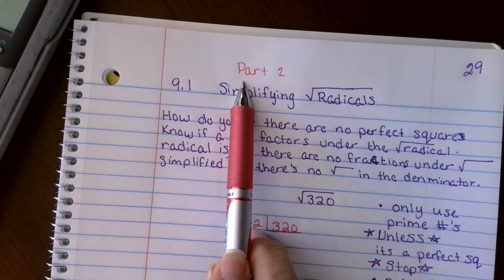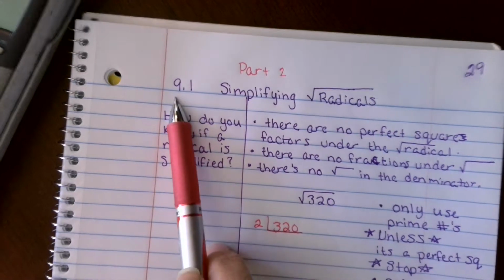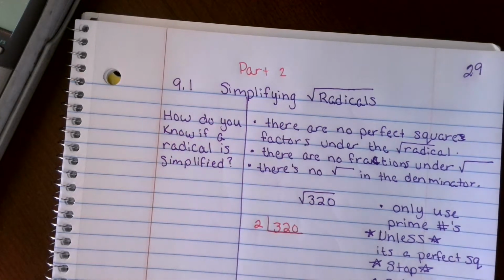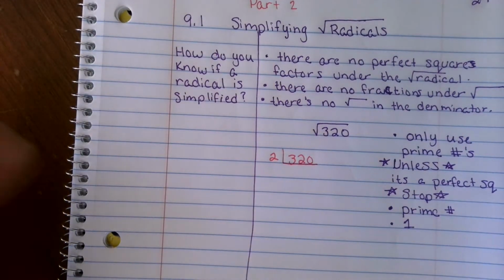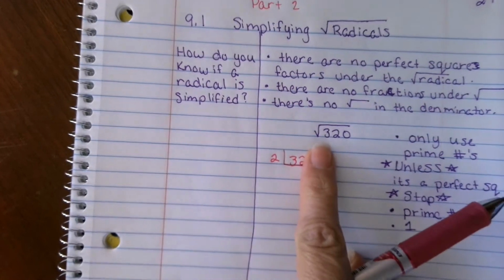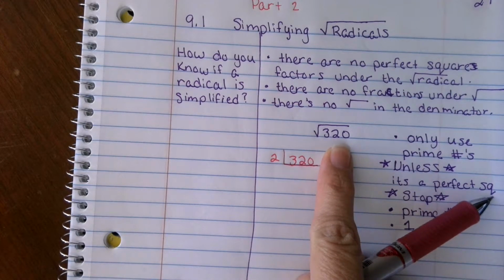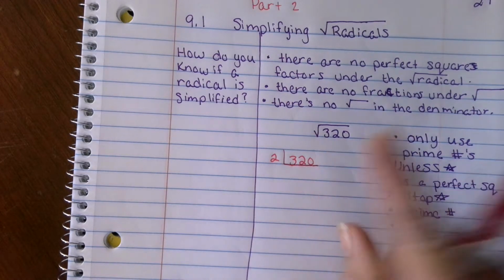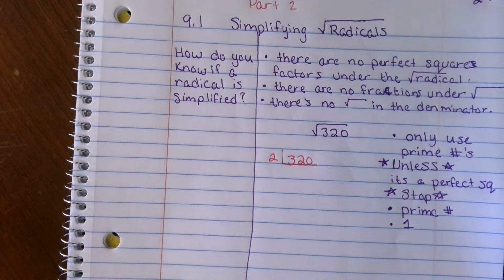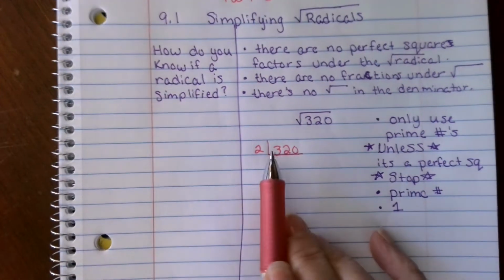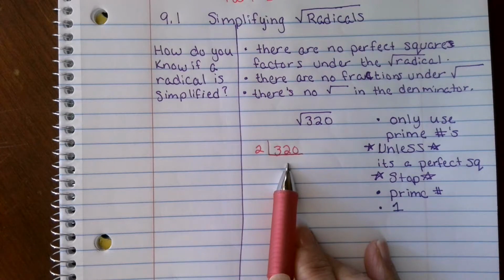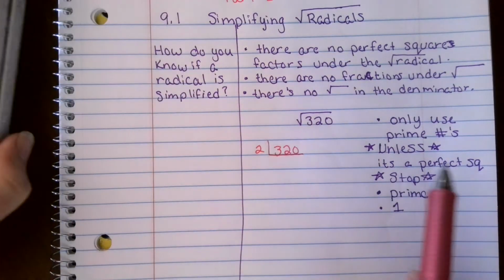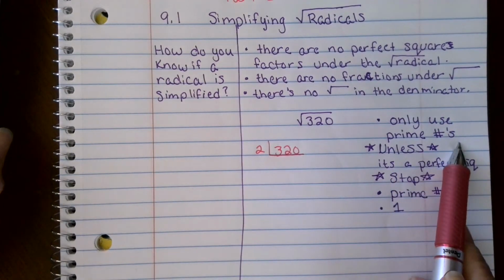We are continuing on with part 2, 9.1, simplifying radicals. We had finished our notes and we were going on to the example of the square root of 320. If you have not seen part 1, you can go back and get the notes when we're finished. So with 320, what we're going to do is kind of upside down division. It's called downward stacking. And remember, we can only use prime numbers.